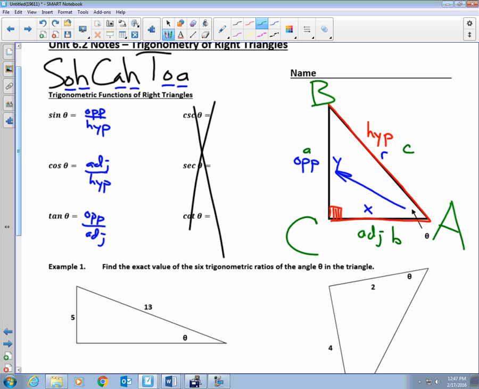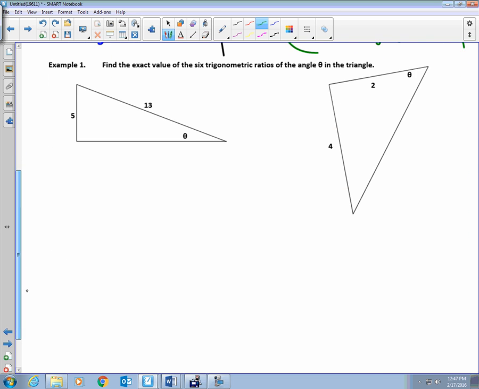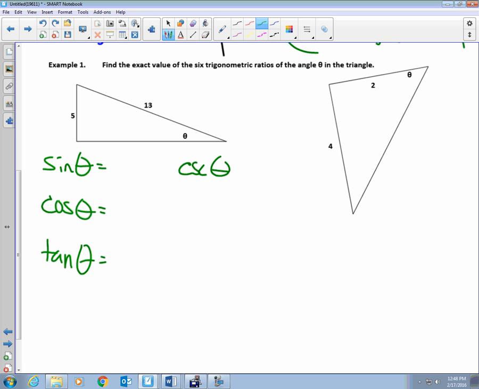Okay, so let's try the first example. It says find the exact value of the six trigonometric ratios of the angle theta in the triangle. So sine of theta, cosine of theta, tangent of theta, cosecant, secant, and cotangent. We don't need to write the definitions because we'll never think of them like that, but once we get sine, cosine, tangent, we'll simply take the reciprocal.